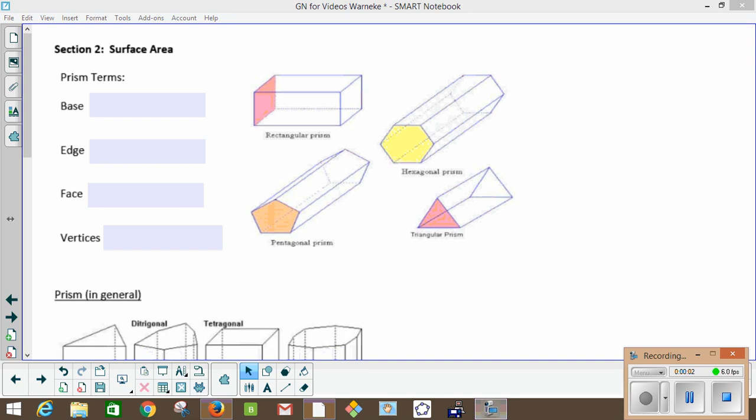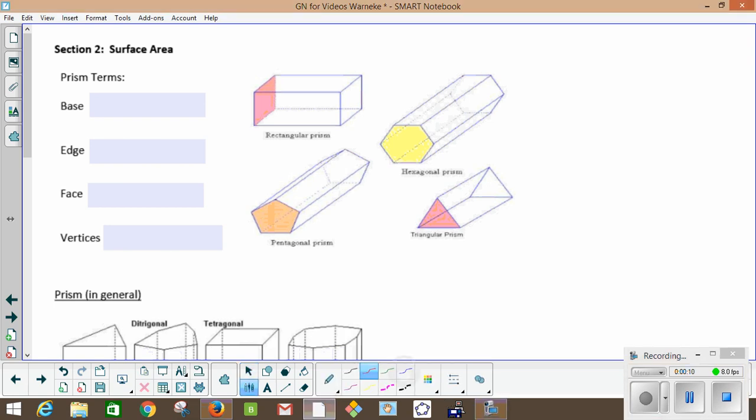Section 2, Video 1, Surface Area. We have 4 examples of prisms here, and they are described by what we would call their bases. In this case, you have a pentagon base, and therefore it's called a pentagonal prism. Hexagon, hexagonal prism, triangular prism, or triangle there. And then you have a rectangular prism.